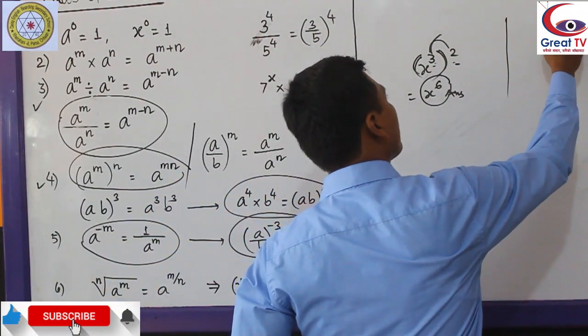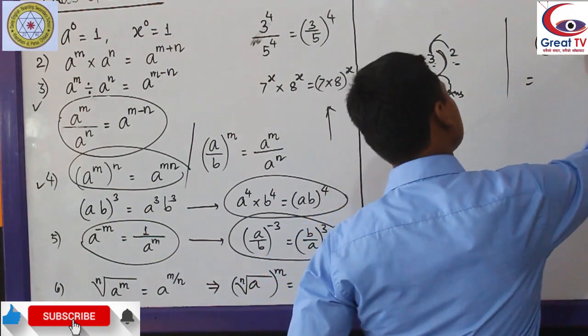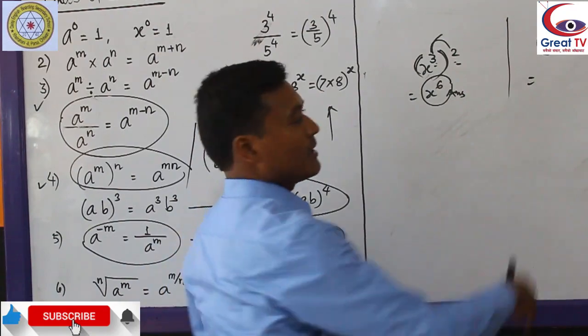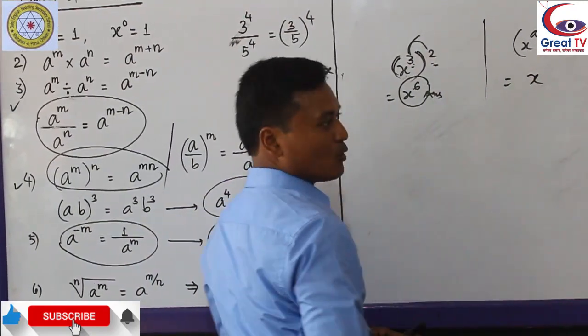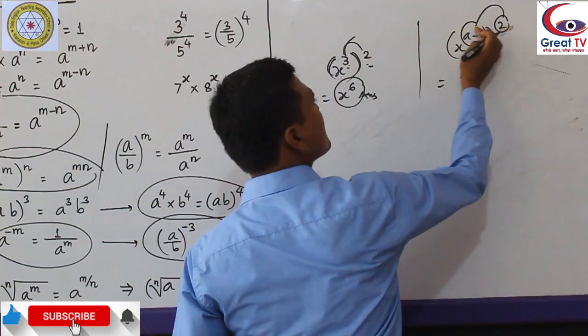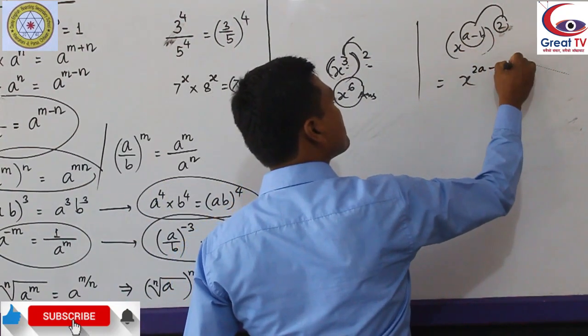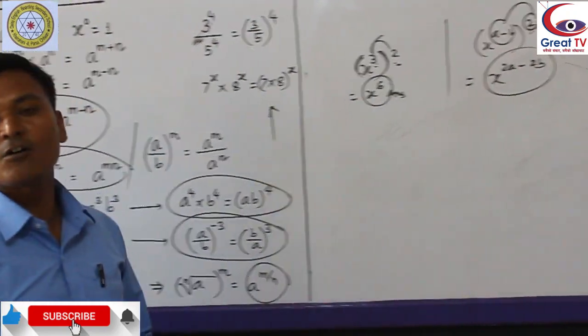One more example, x to the power a minus b, whole power 2. Okay, let's try the option. We know powers are multiplied. That is 2 times a, 2a, minus 2 times b, 2b. By this way we use power of index.